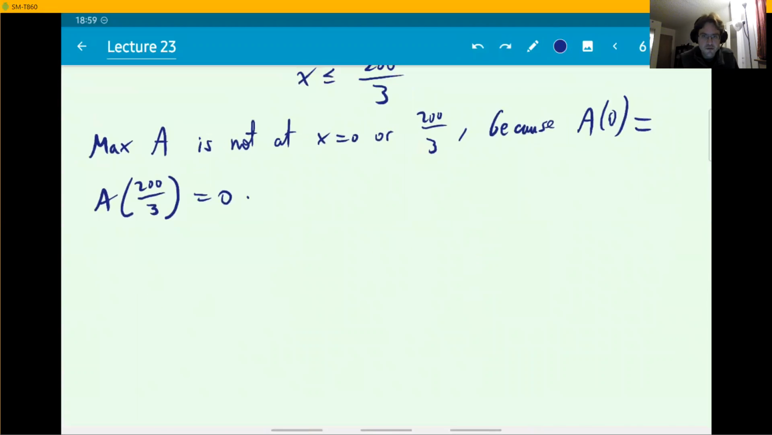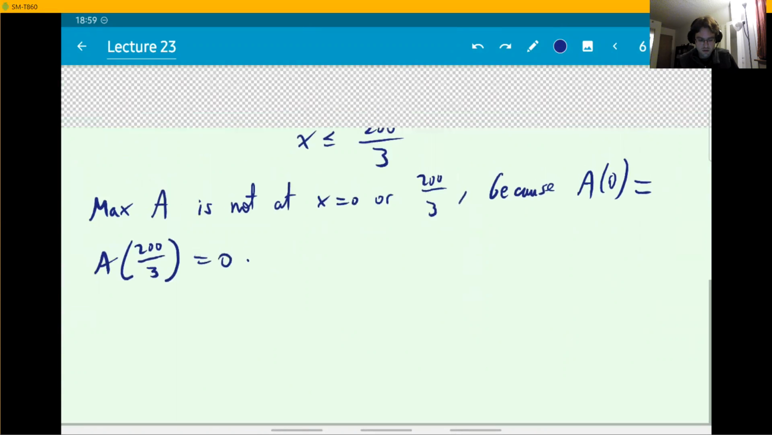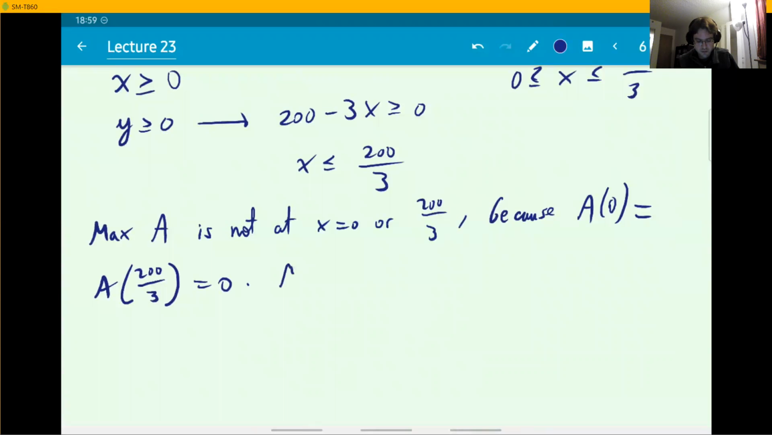And I told you this is usually the case. You usually don't consider the endpoints. You have to analyze them, but they're usually not going to give you your answer. So the max A must occur at critical points.